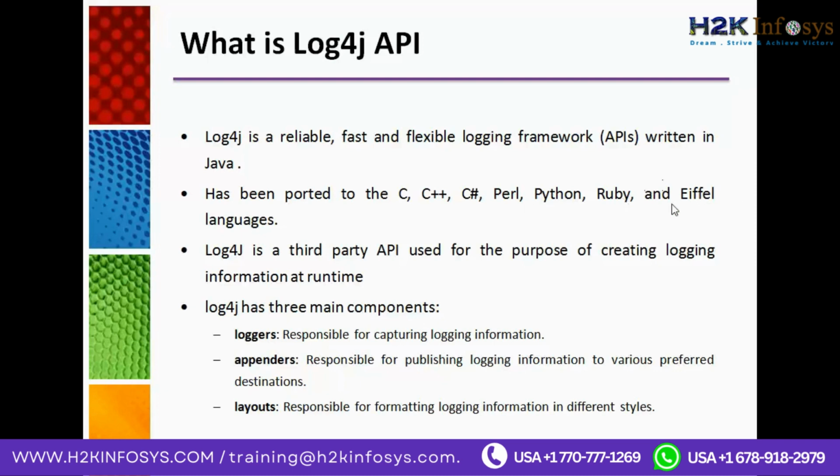It's definitely a third-party API, as I have told you, and the purpose of this API is to create logging information at runtime. So it basically creates the logging information when you run the particular script. During the running of the script, it gives you logging information. It will tell you about a failure of a particular test script, or a failure of a particular code of a Java file, which becomes very difficult to find out during a manual intervention compared to using a Log4j API.